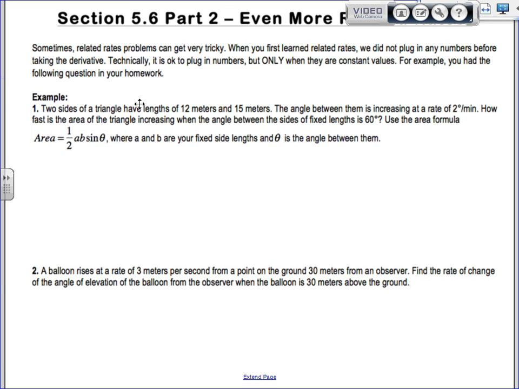All right, so last time we started talking about related rates. You guys had a few related rates problems for your homework. They do get a little bit more difficult. You saw some pretty difficult ones towards the end of class last time.